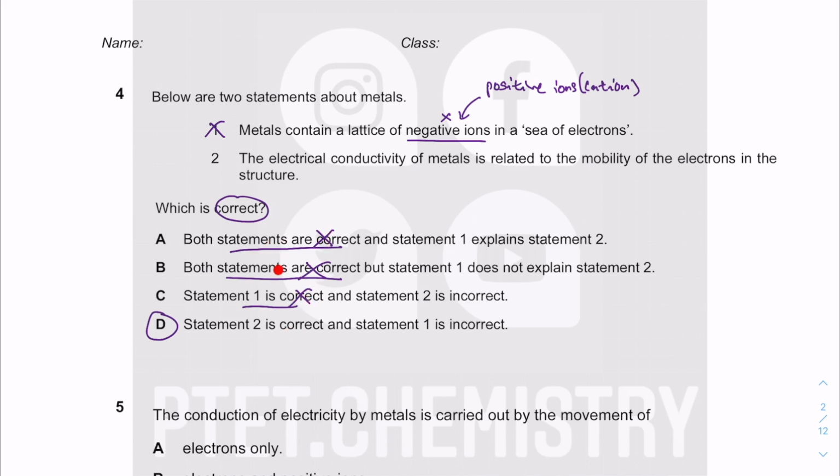So when you say both statements are correct, you can cross out A and B. Statement 1 is correct, you can cross out C as well, because we know statement 1 is definitely incorrect. Statement 2, electrical conductivity for metals, not for ionic compounds, not for covalent compounds, but for metals, is to do with the movement of free electrons. These are the delocalized valence electrons, and these delocalized valence electrons are free to move. That's why we say free electrons. They are mobile, therefore you conduct electricity.